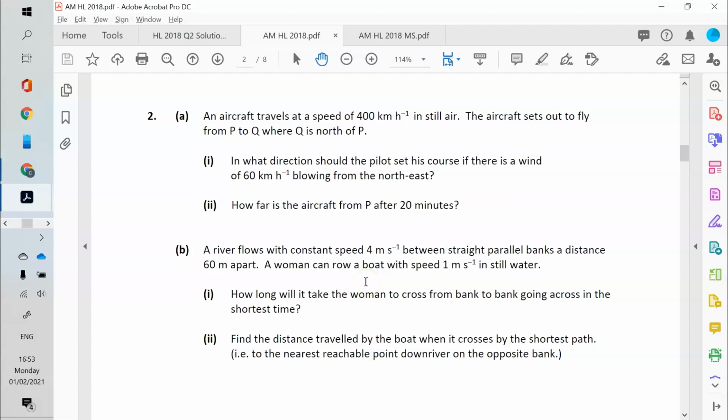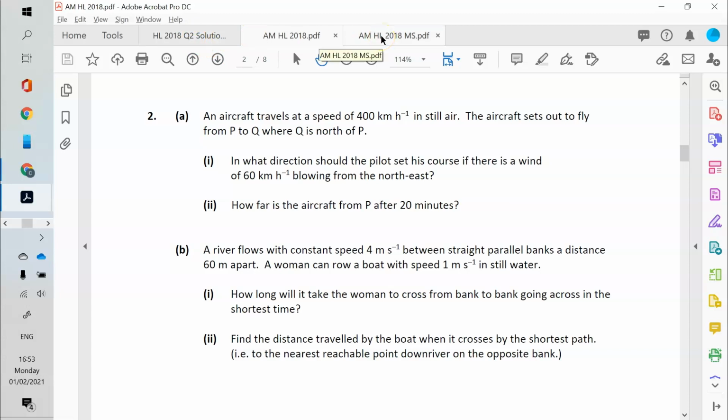We have an aircraft travelling at a given speed and it wants to fly directly from P to Q, where Q is north of P. And we're being asked what direction should the pilot set course for if there is a wind 60 kilometers per hour blowing from the northeast.